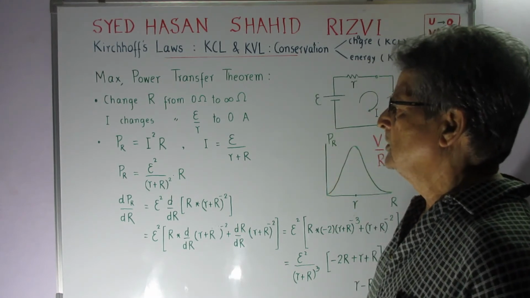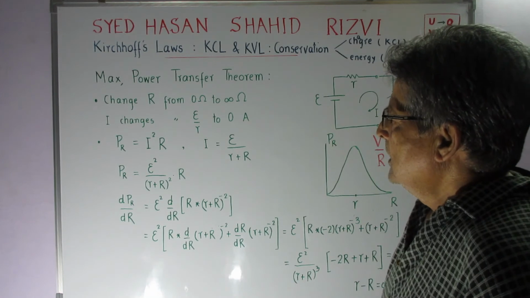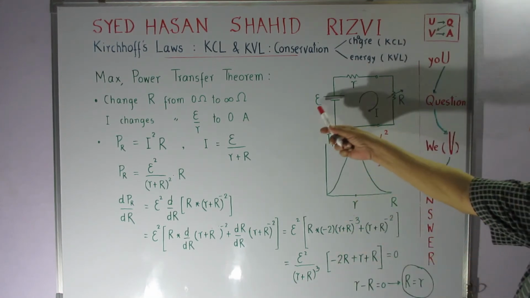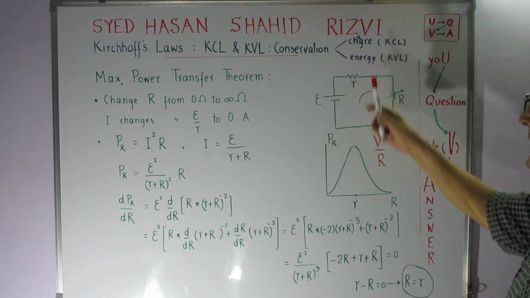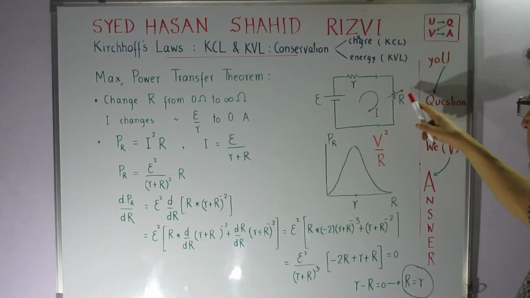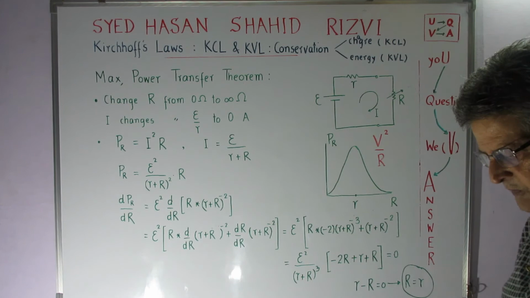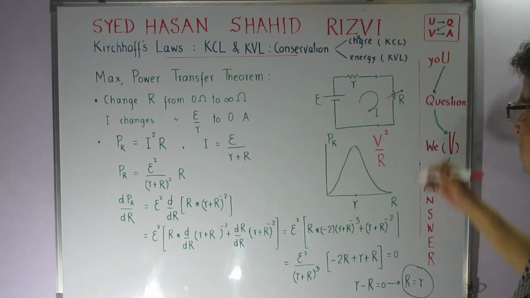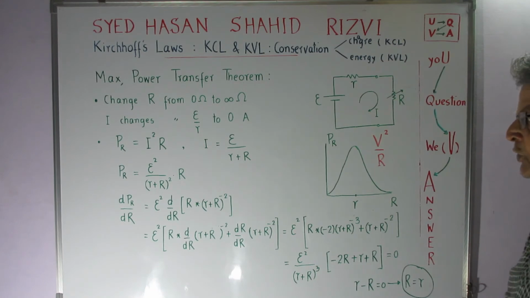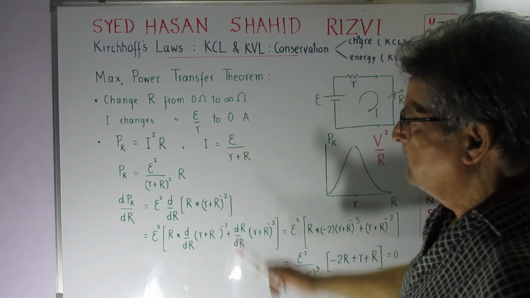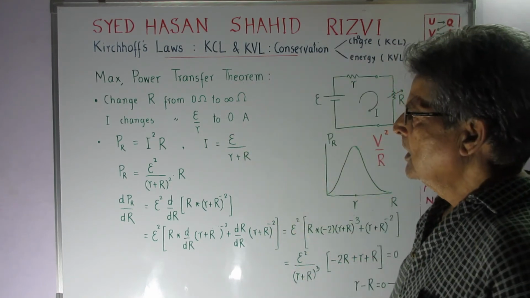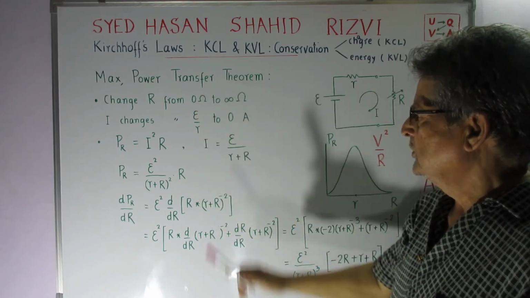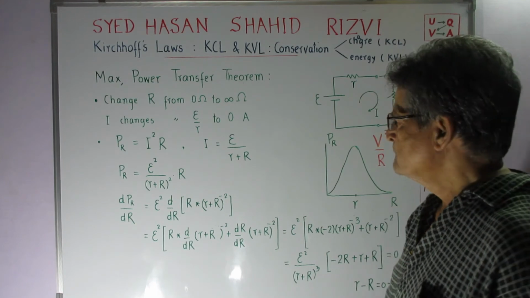Okay, so I'm not going into that, but I have a very simple circuit where this is the EMF, this is the internal resistance, and this is the external resistance R, in which we want the power to be maximum. And we change it from 0 to infinite ohms, and then the current changes from E over r in this case to 0 amperes.